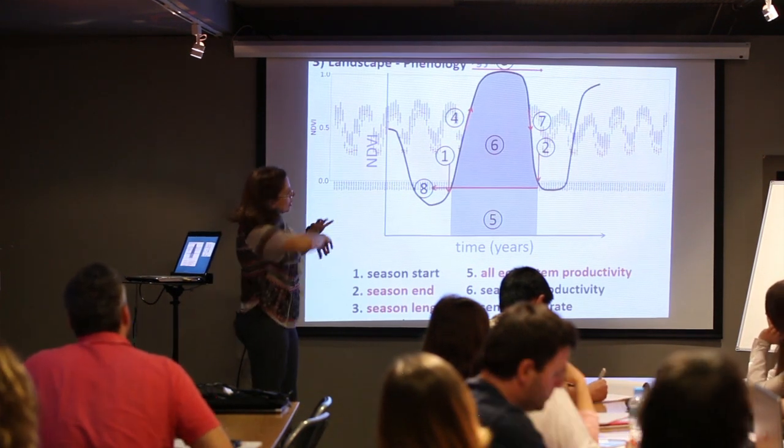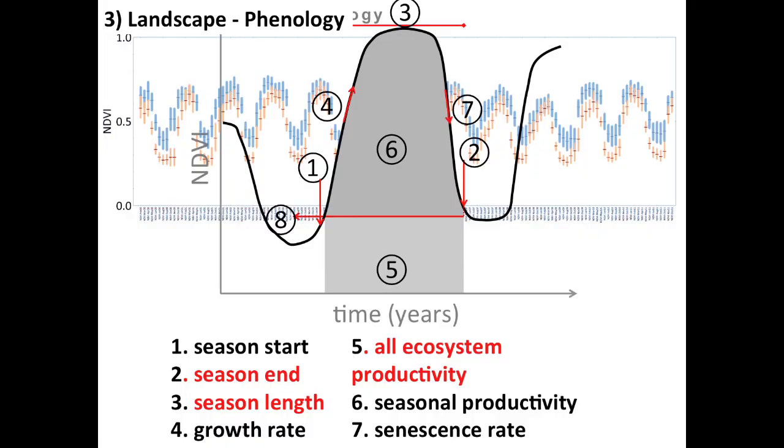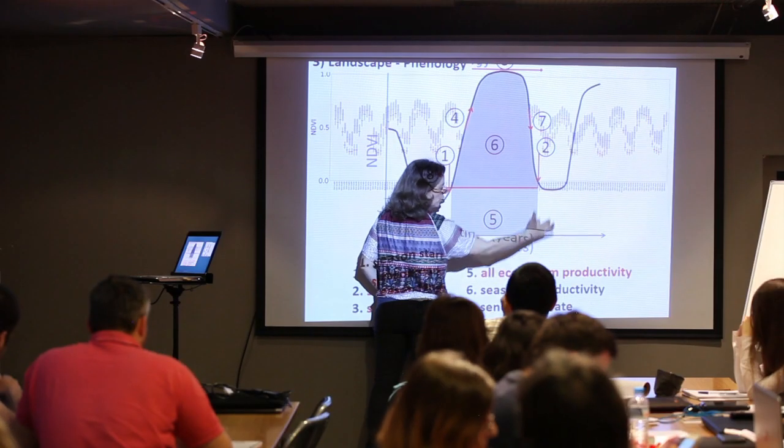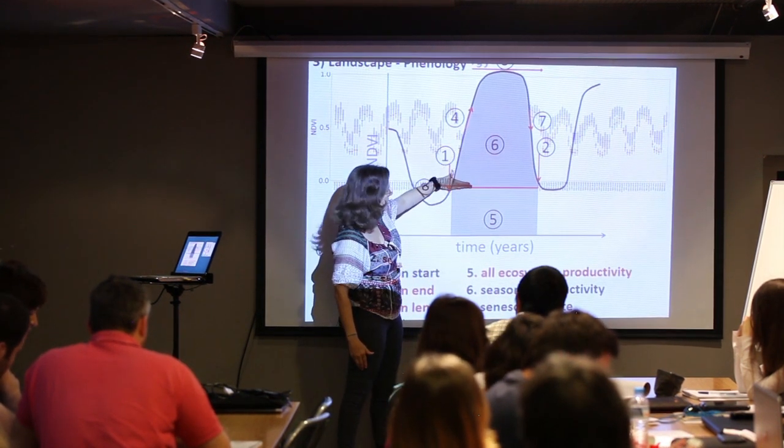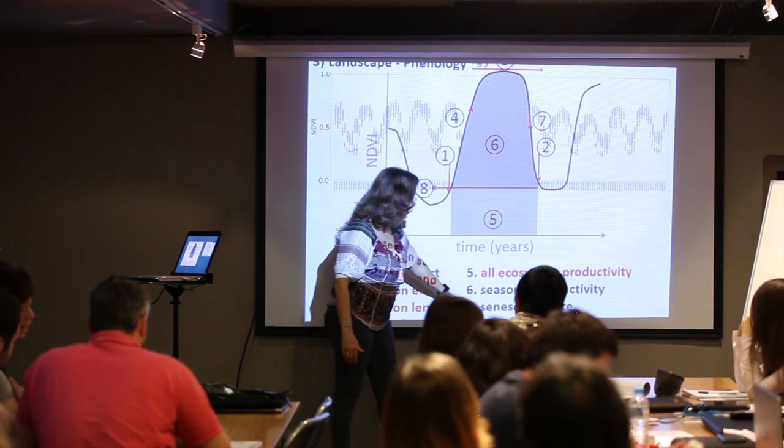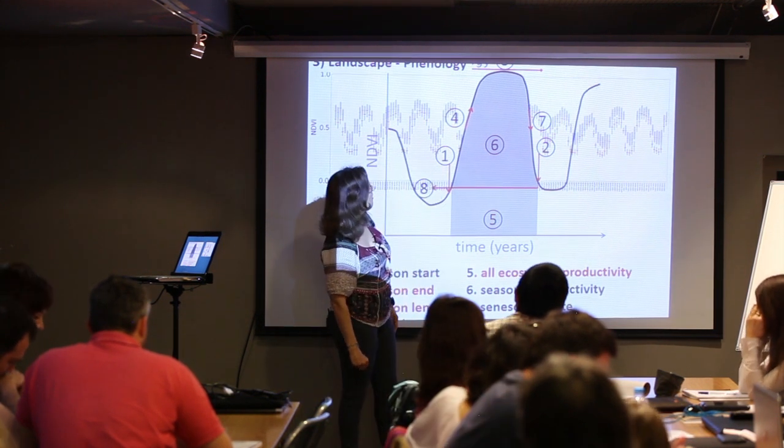What we've done is look at the curve and make an interpretation of it. The season starts here at point 1, and the season ends there, so that will be the season length. This will be the rate of growth of vegetation, and that will be the rate of decay. In terms of season length, all ecosystem productivity will be everything in gray. Seasonal productivity will be only the annual productivity, because the rest is shrubs, perennial shrubs, and trees. And then the senescence rate will be that one.